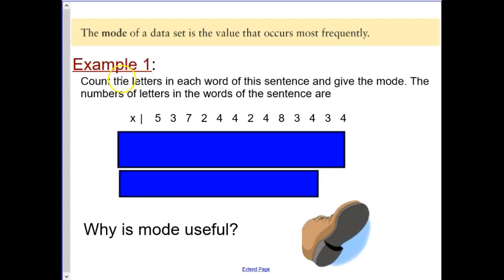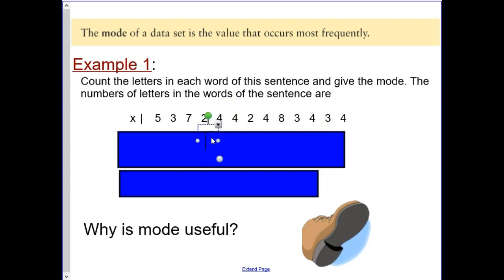So the first thing we're going to talk about is mode. Mode is the most frequent value that occurs in a data set. So, for example, count the letters in each word of the sentence and give the mode. Well, 5 is the number of letters in count. 3 is the number of letters in the word the, etc. So all these numbers here, I just needed a data set to work with.